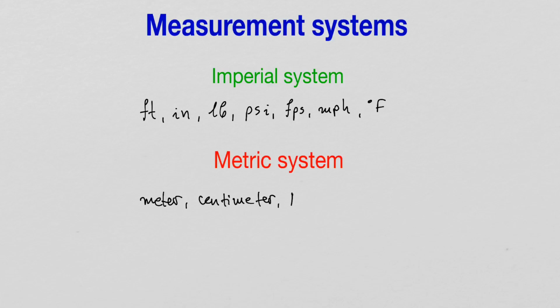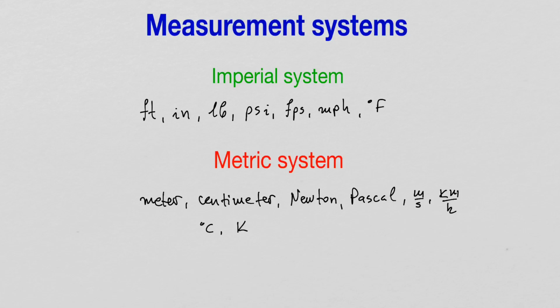the Newton, that's the unit for force. Pascal is the unit for pressure. Meters per second, units for speed or velocity. Kilometers per hour, also units for speed or velocity. And for temperature, we have the Celsius or the Kelvin.